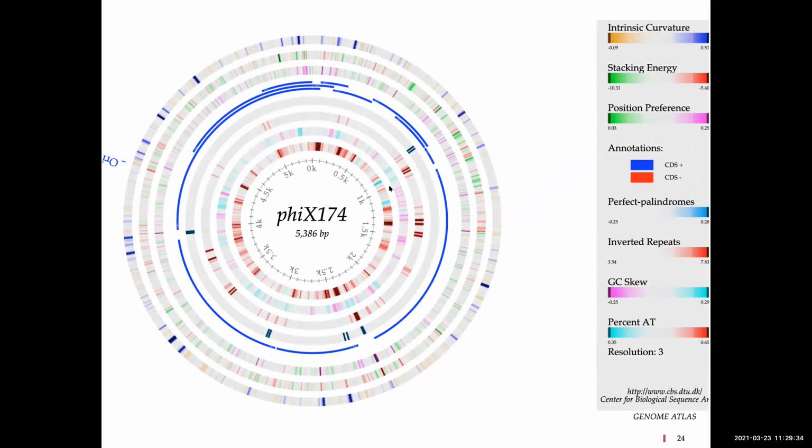So again, this is the same virus we were looking at before, phiX174, 5,386 bases long. And now what we're doing, this is called a Genome Atlas. What we're looking at is the curvature here. So you can see these little blue regions that are curved. And you can see regions that will melt more readily. That's the red if it melts more readily. Here, a few regions that will melt. And then this position preference, which I'll talk about in a bit. And then we can look at some repeats and other things throughout this.